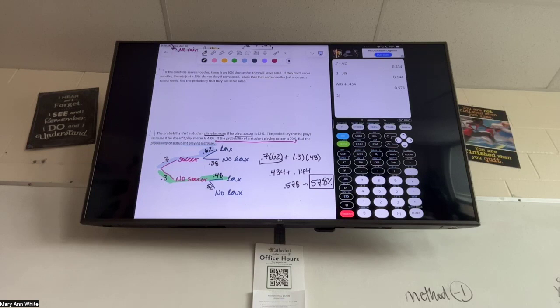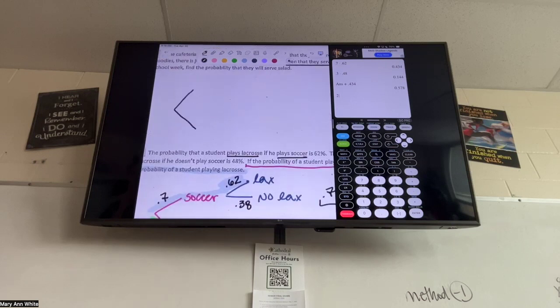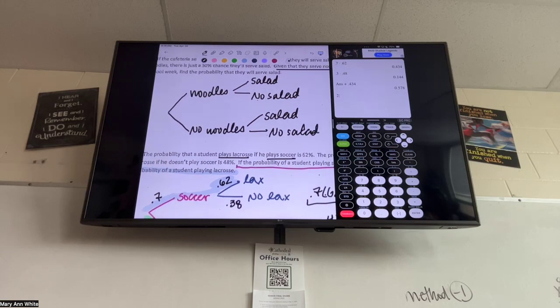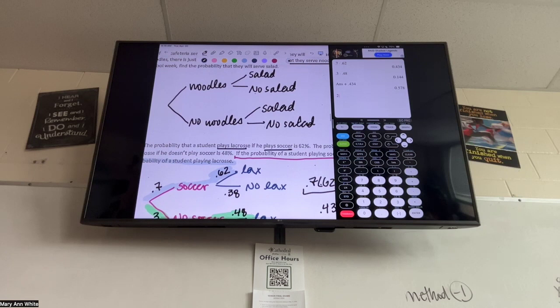Okay, so let me tell you what order it's in, and then I want you to fill in all the probabilities and try and solve it on your own. It says, given that they serve noodles, that means that noodles goes first. So the first part of my tree goes yes noodles and no noodles. From there, we care about salad, so I'll have a yes salad and a no salad. And with no noodles, I'll have the same thing: a yes salad and a no salad. So I'm gonna be quiet. I want you to fill in the probabilities just like we did on the last couple.